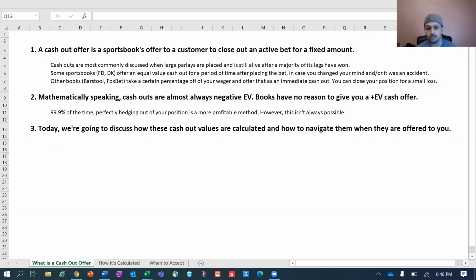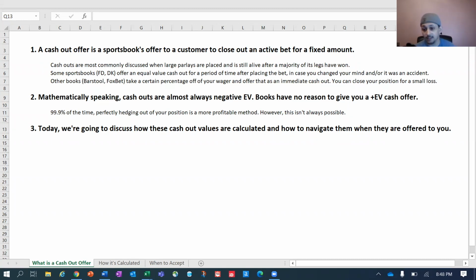So getting into this today, at its core, a cash out offer is a sportsbook's offer to a customer to close out an active bet for a fixed amount. That's pretty clear. So when you accept the cash out offer, your bet is completed, regardless of whether that bet ends up winning or losing. So if you have that last leg of your parlay going and you hit that cash out button, regardless of if that bet wins or loses, that's what you go home with.